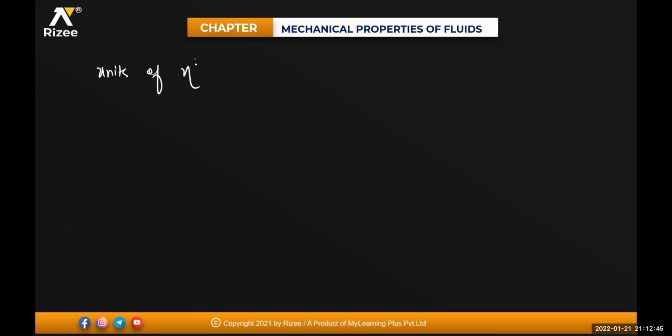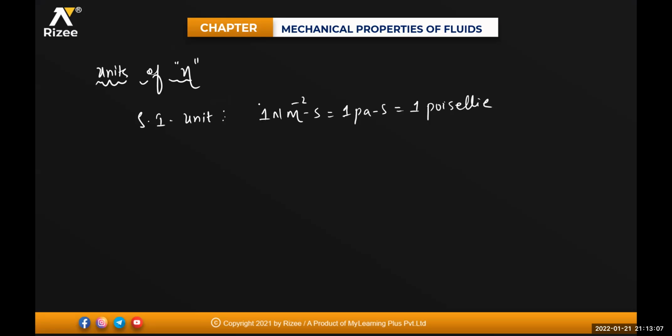Units of coefficient of viscosity. I'm talking about your SI unit. SI unit is 1 Newton meter square second, which will be equal to 1 Pascal second. That is also called 1 Poiseuille. SI unit of coefficient of viscosity is Poiseuille.